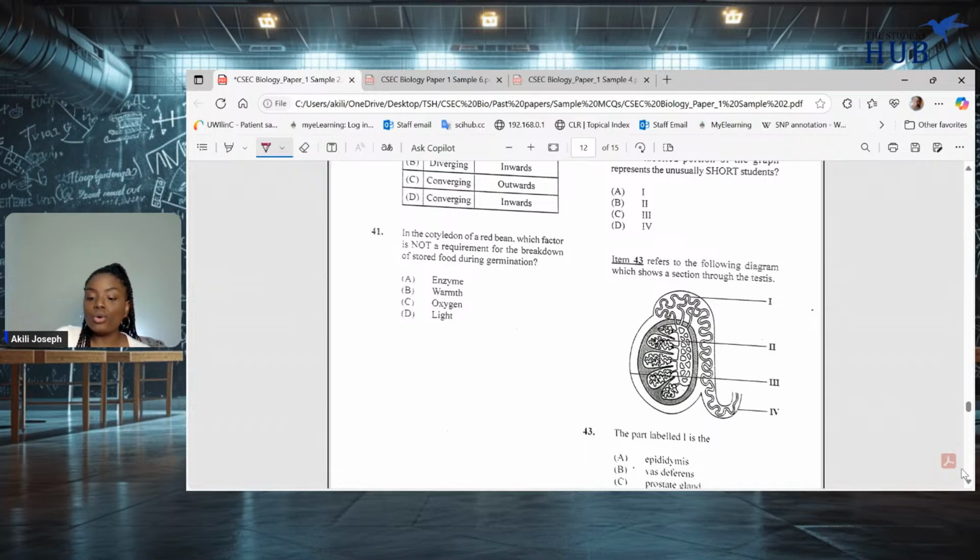So the breakdown of stored food is definitely going to need your enzymes. Water is necessary for germination to activate your enzymes to be able to break down. The enzymes are what are going to be breaking down the stored foods in the cotyledon to be able to have the embryo be able to grow, right? So you need enzymes, and then enzymes require a certain temperature. So it's going to be warmth. You need oxygen, because you're going to need respiration for energy happening. What you don't need is light, right? But you don't need light.